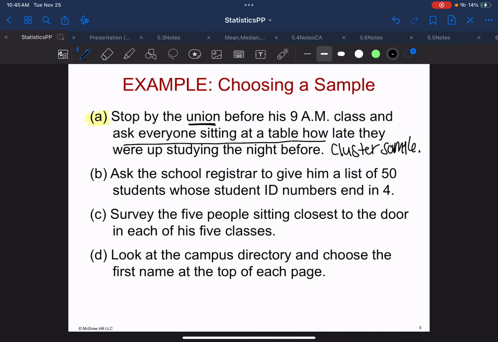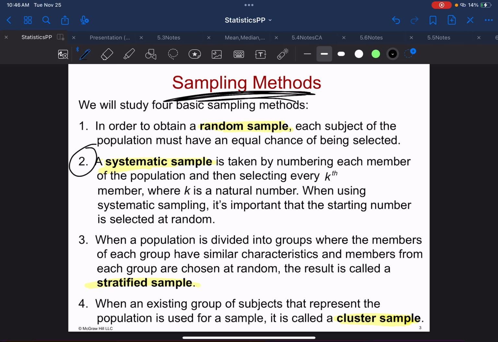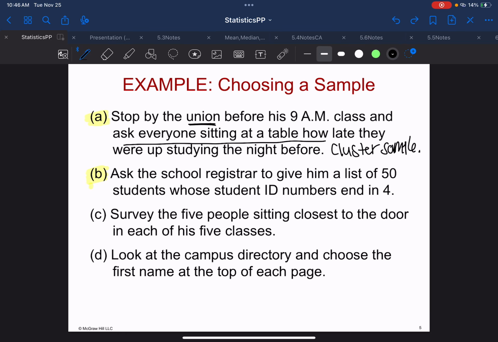B says he asks the school registrar to give him a list of 50 students whose student ID numbers end in 4. So you might think at first that this is the systematic sample, because it sounds like they're numbering each member by selecting the kth member. But this is a random list of 50 students.